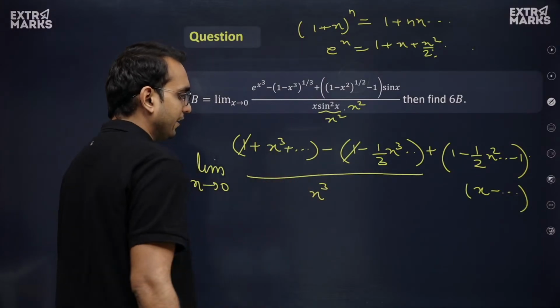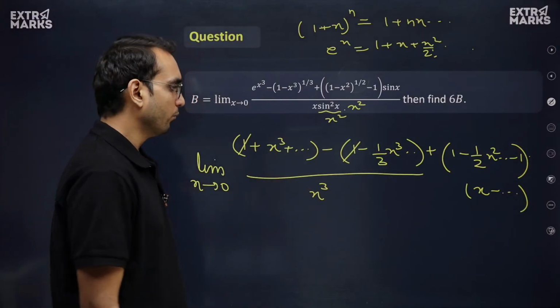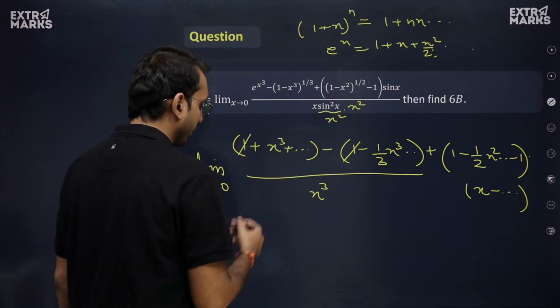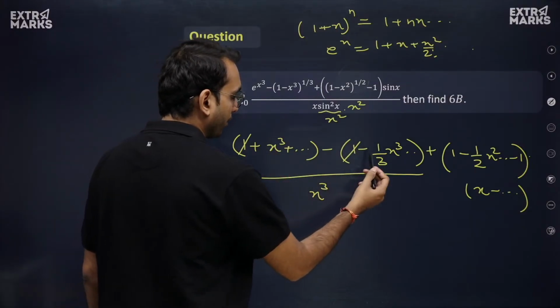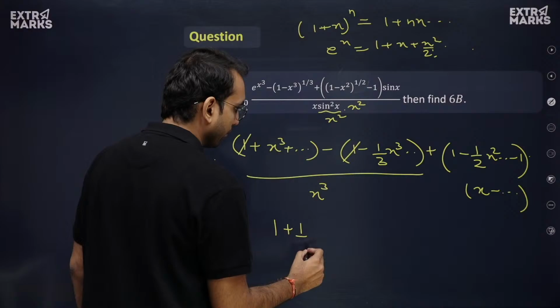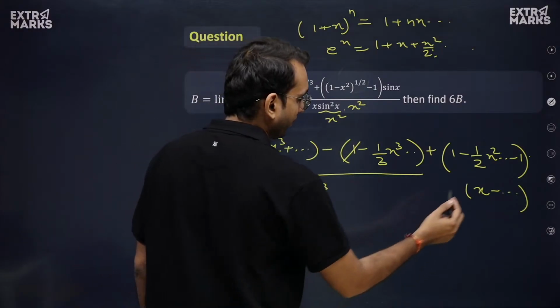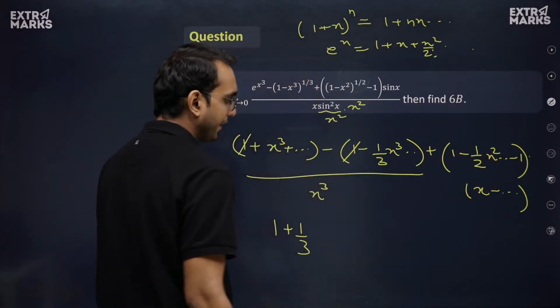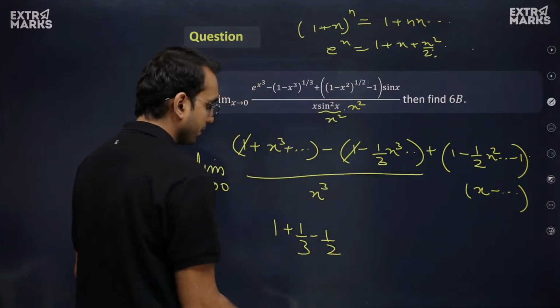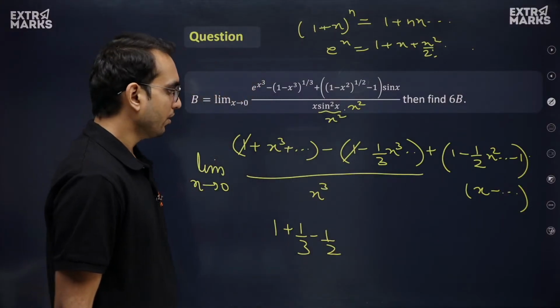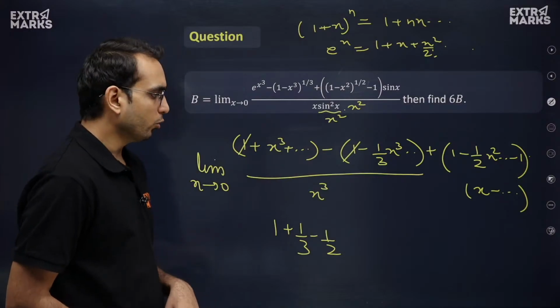So let's collect the coefficient of x cube both in the numerator and the denominator. So in the numerator it will become 1 plus 1 by 3, right? X into x square will be x, so minus 1 by 2. This will be the answer. Just collect the coefficient of x cube, right?